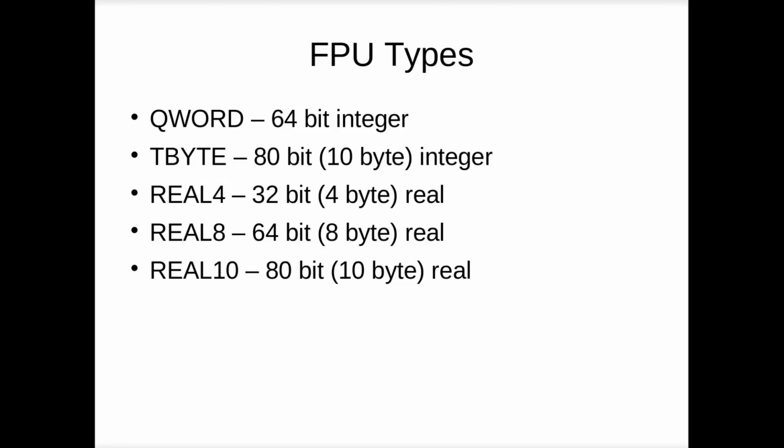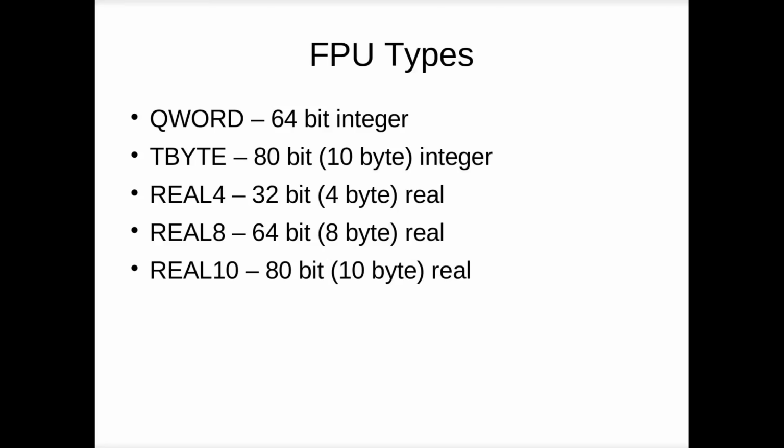And so the value types in the FPU include the QWORD, which is a quadruple word. It's basically a long integer. The TBYTE is a 10-byte number, so it's an 80-bit integer. That's what the T stands for, 10. And so it's just a little bit bigger number.